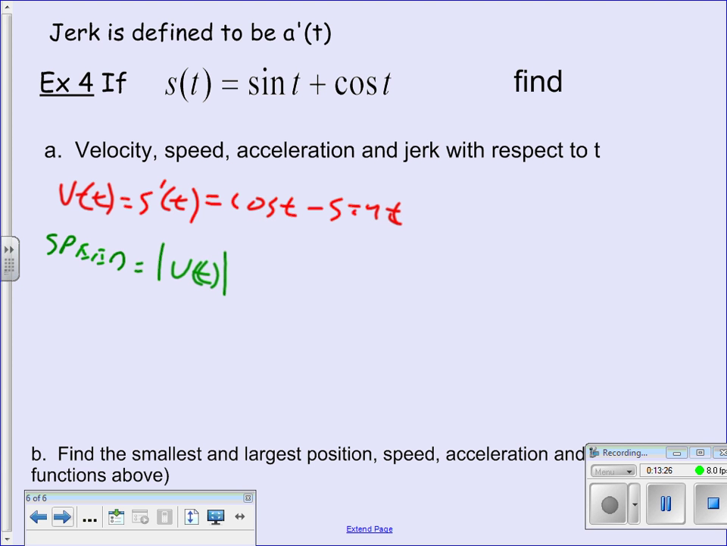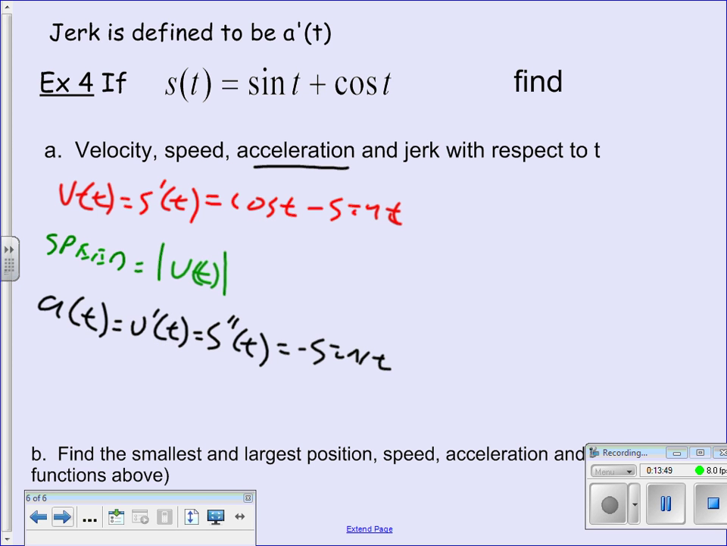And then what do we want next? We want acceleration. So A of t is equal to the derivative of the velocity, which is the second derivative of the position. So the derivative of the velocity: derivative of the cosine, negative sine t, and the derivative of the sine is negative cosine t. The derivative of the sine is cosine, but it's a negative, so it's negative.